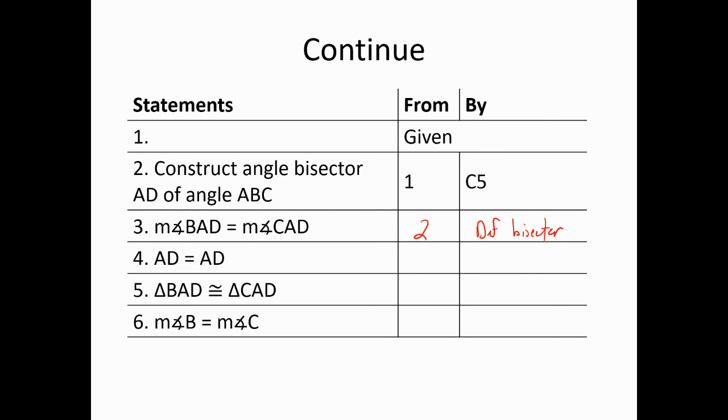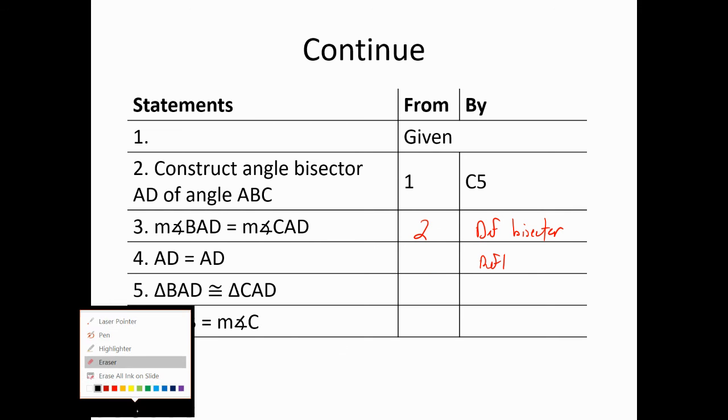And then we also know that AD is equal to AD. Of course, that is just simply the reflexivity property. So how about REFL as an abbreviation for that? And that does come from the given because, oh, no, actually, this is another one of those cases where I wasn't careful. So let me be careful.